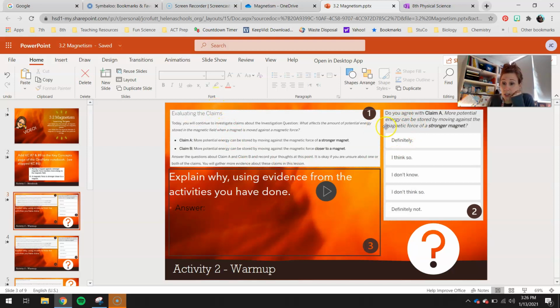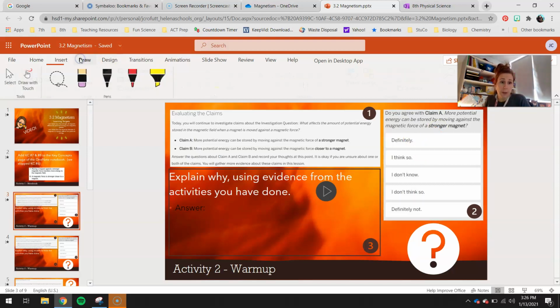So first of all, do you agree with claim A? More potential energy can be stored by moving against the magnetic force of a stronger magnet. Use your draw tool up here to circle either definitely, I think so, I don't know, I don't think so, or definitely not. Don't forget to click back on your cursor anytime you use the draw tool. And then go ahead and click here and explain why using evidence from activities that we've done.